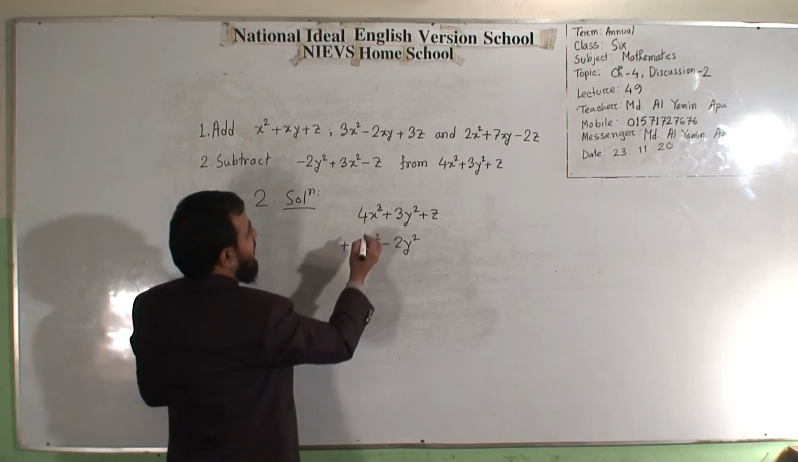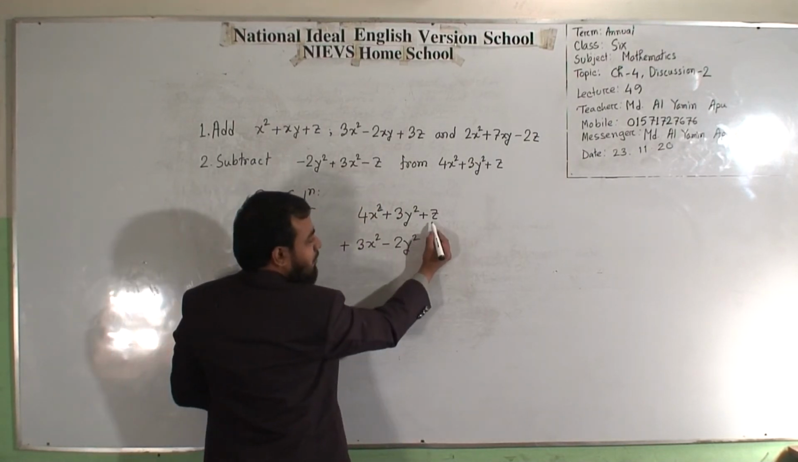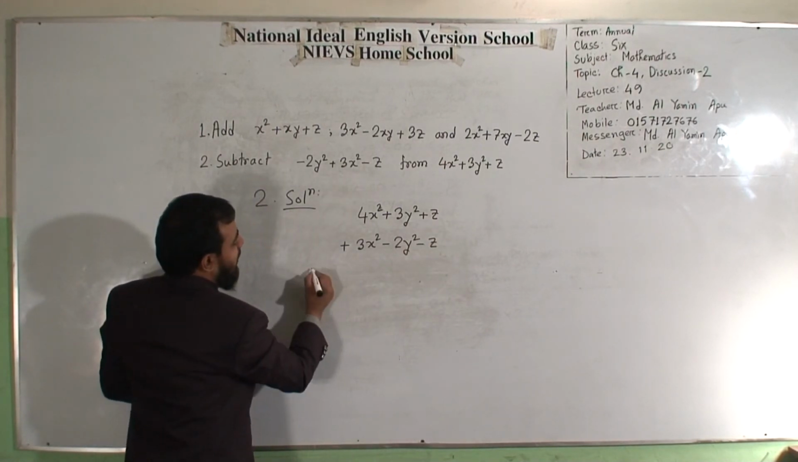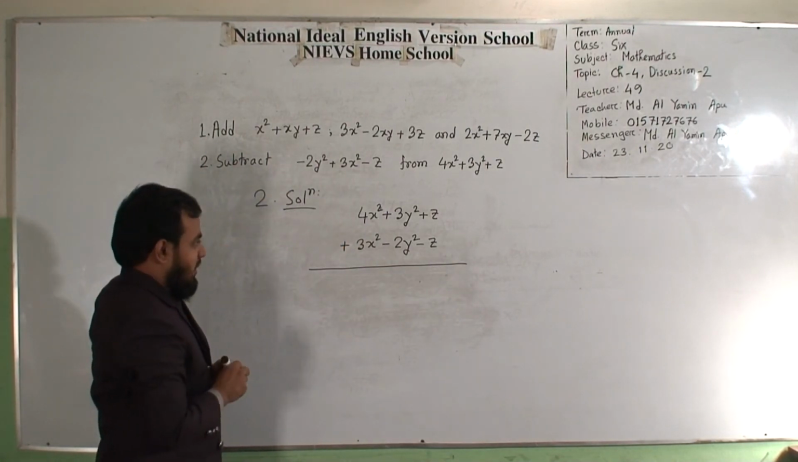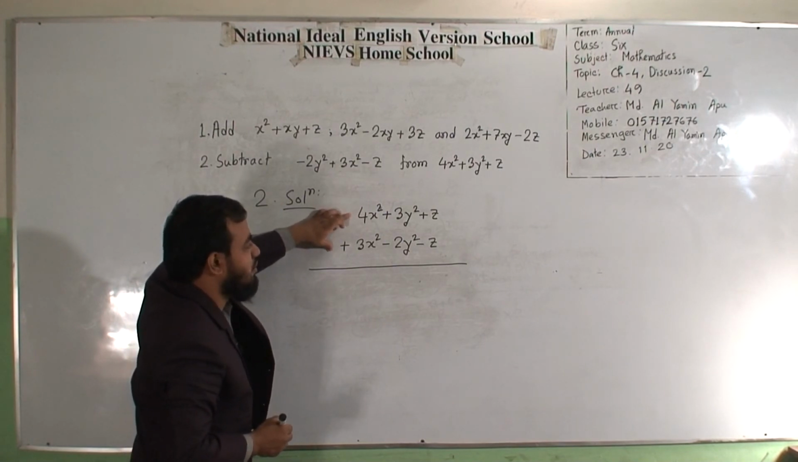After that, the last x term is minus z. Minus z is the similar term of plus z. That is why we need to write down minus z below z. Then we will give a line. It's subtraction, it's not addition. You need to subtract this.